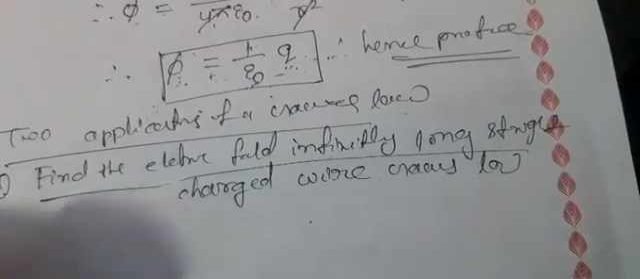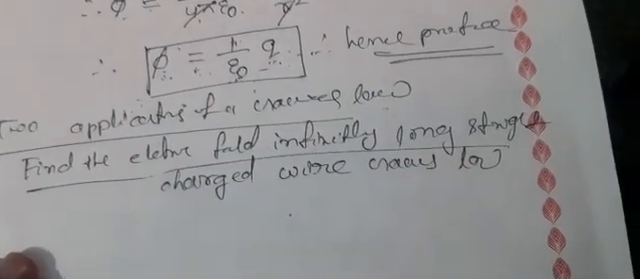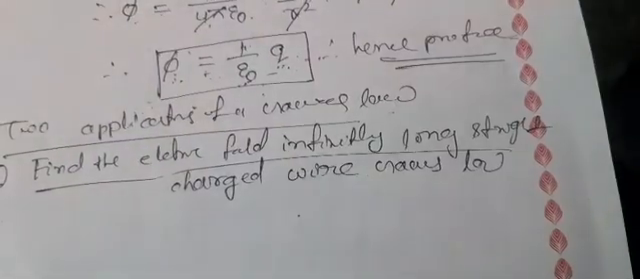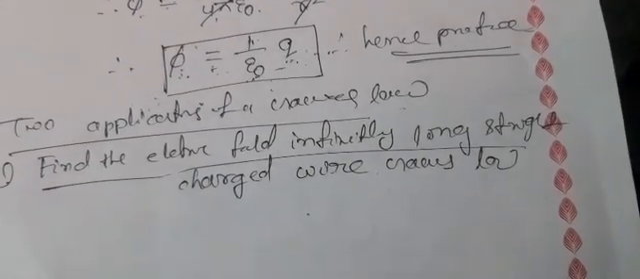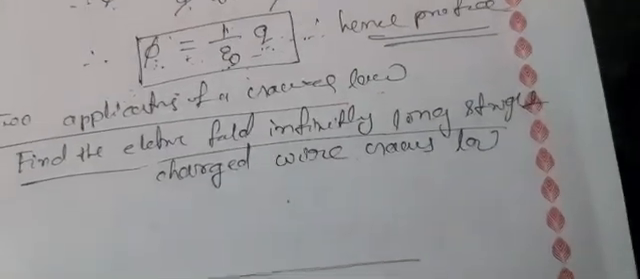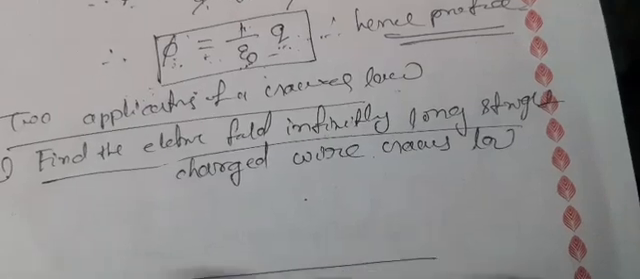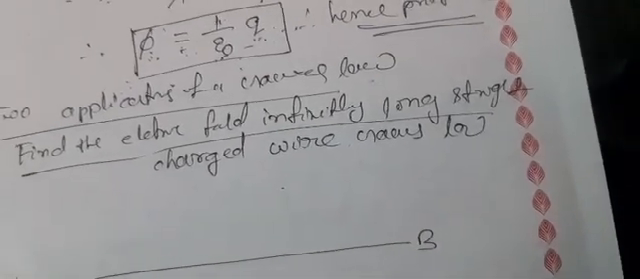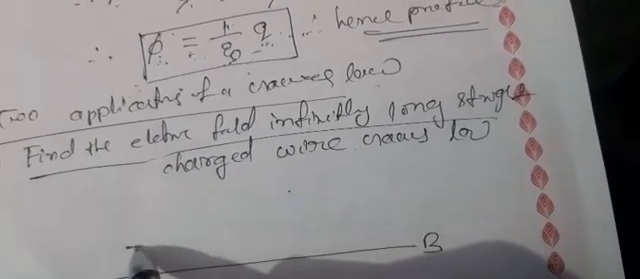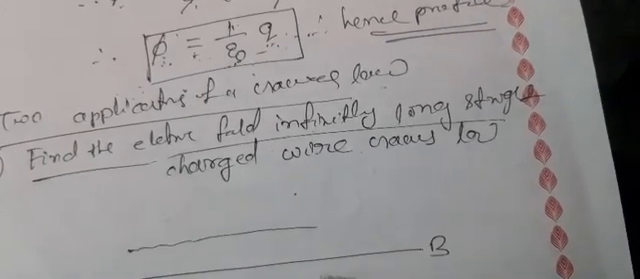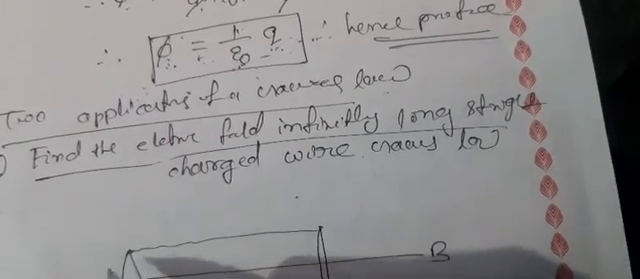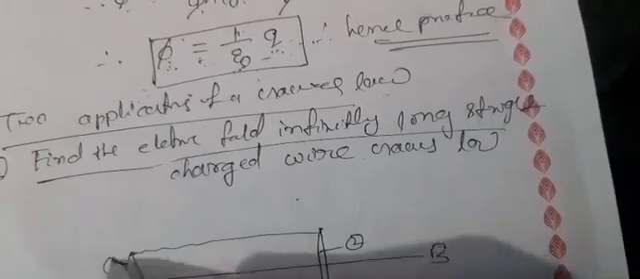Find the electric field due to the infinitely long straight charged wire by using Gauss law. First, draw one electrical wire. It consists of two ends, end A and end B. The shape of the wire is cylindrical. Draw the cylindrical shape, with its two end faces, end face 1 and end face 2.